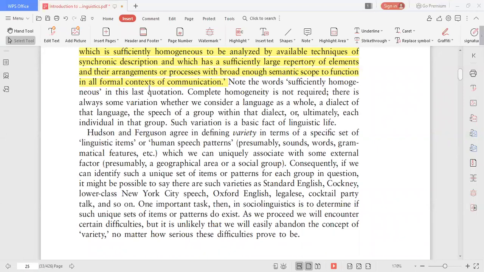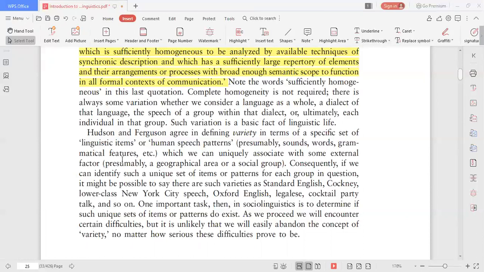That's why they are saying that complete homogeneity is not required, because it's not possible. Now, there is always some variation, whether we consider a language as a whole, a dialect of that language, the speech of a group within that dialect, or ultimately each individual in that group. So if you consider it as a variety, or as a language, you will also find other kinds of varieties and other kinds of differences.